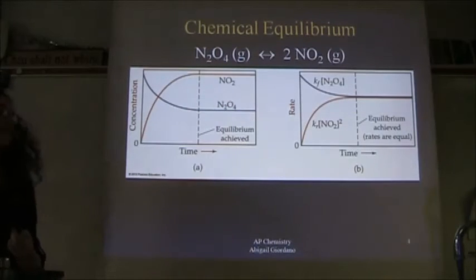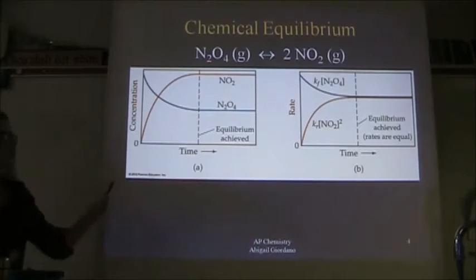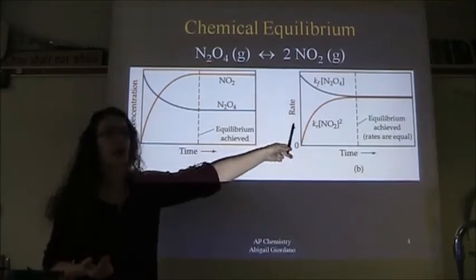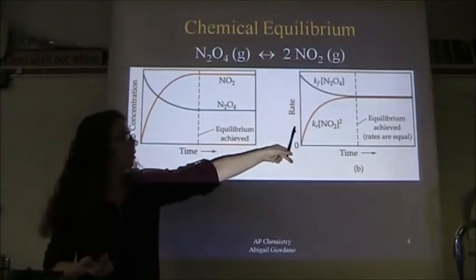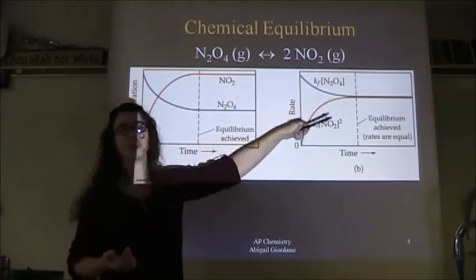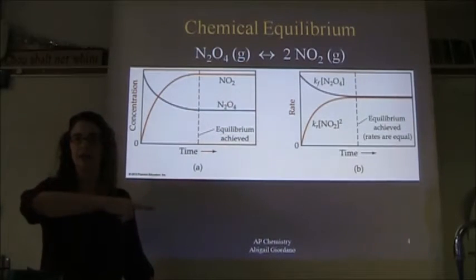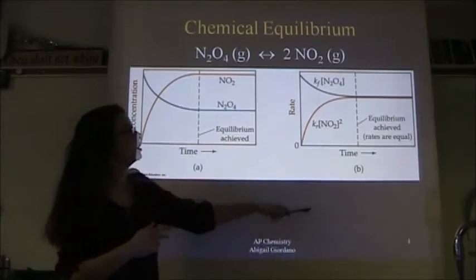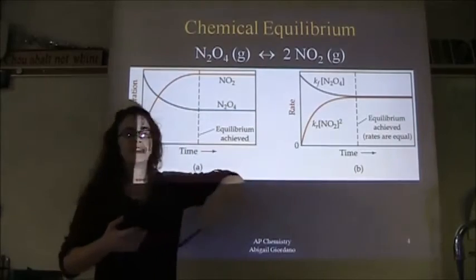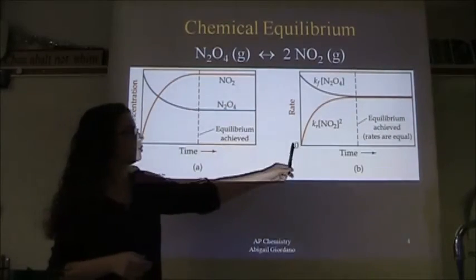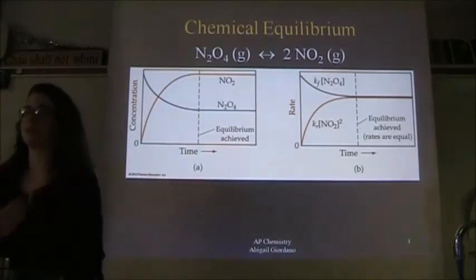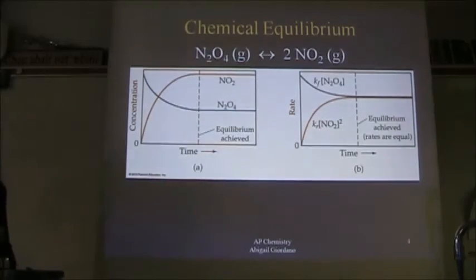We can look at this in a graphical way. Let's start with the right-hand side. Look at what's on the y-axis. Rate, speed. What you'll notice is the rate of the forward direction, reactants to products, which is how we start the reaction, immediately will start to slow down, whereas going the other way, products back to reactants, is going to speed up over time, but eventually they're going to reach the same speed, and that's where equilibrium has been achieved.